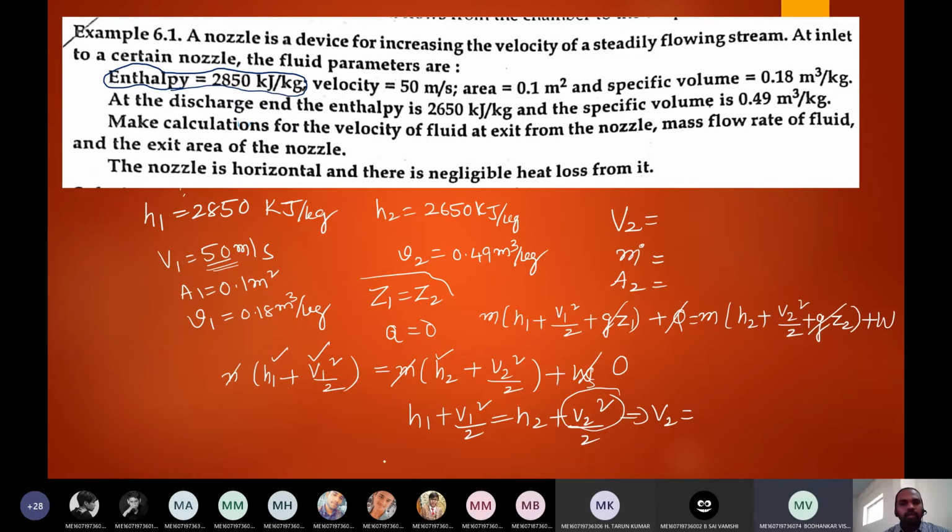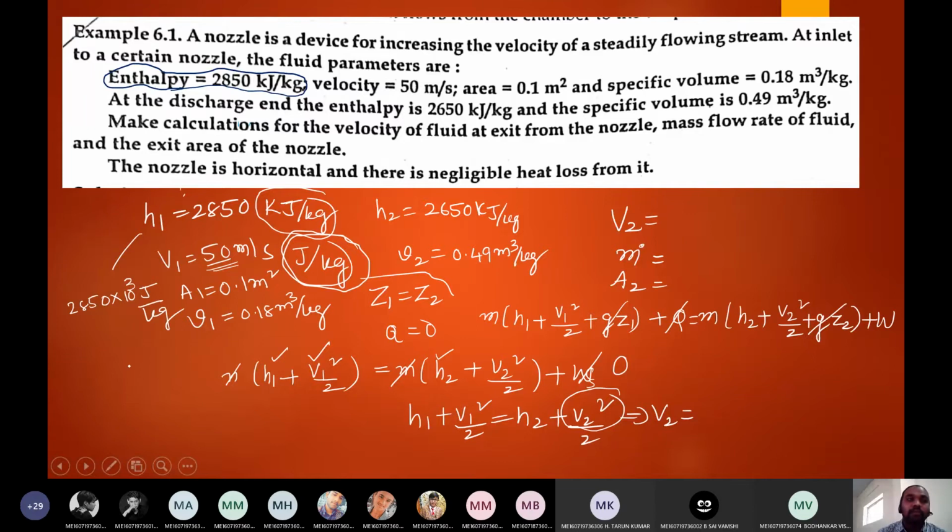Yes, sir. Okay. So the only thing is you should balance the units. H1, H2 are in kilojoules per kg. Listen carefully. H1, H2 are in kilojoules per kg, but V1 is in meters per second. You need to convert this. Kilojoule is not the SI unit. Joules per kg is the SI unit. Remember, the SI unit for enthalpy is joules per kg. Therefore, this value will be 2850 into 10 power 3 joules per kg. You should not take it directly in kilojoules. First, convert into joules per kg before making use of that value. Am I clear?